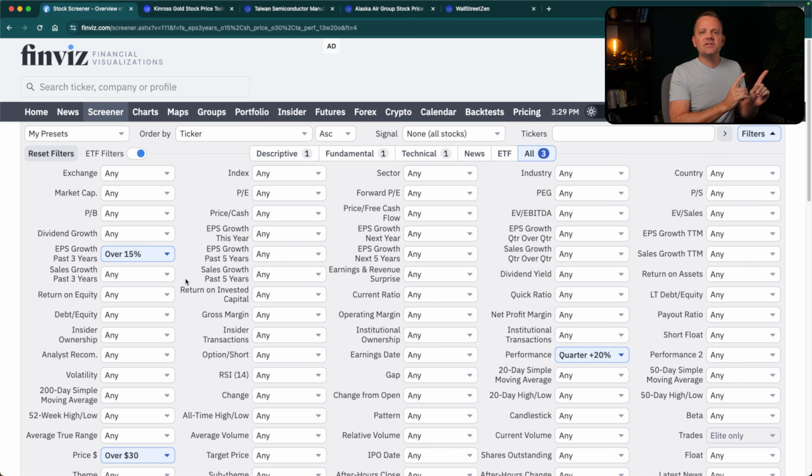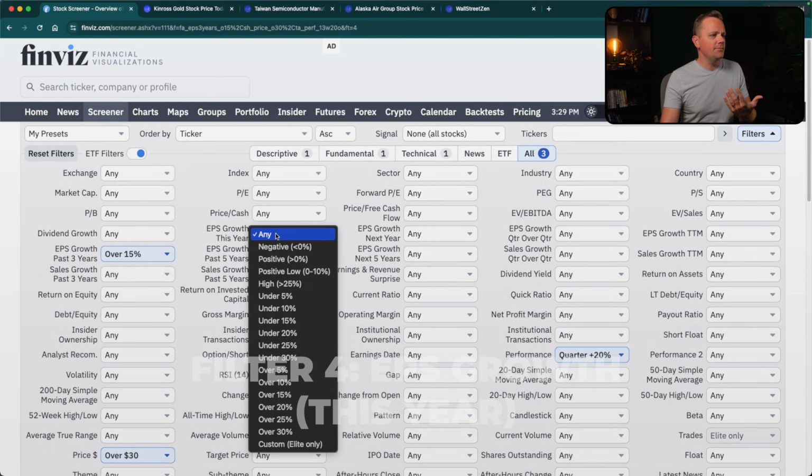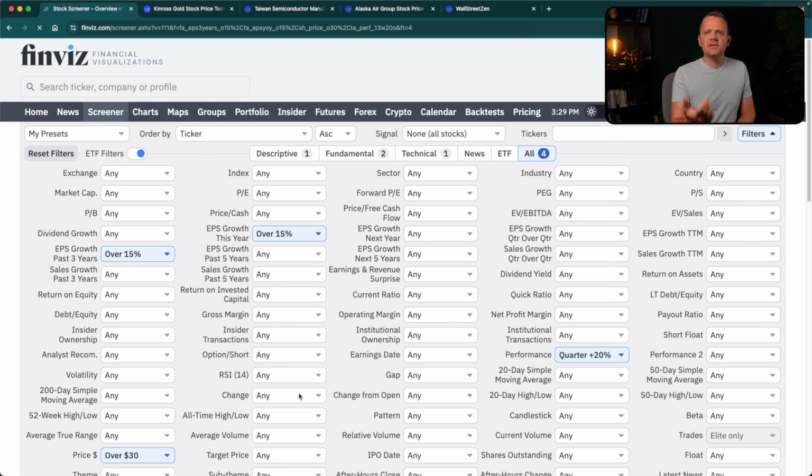Now, the next earnings filter is the EPS growth for this year. Again, over in this column, go down and you're going to set that also to over 15%. This means the growth is not decelerating. They're still executing right now in this market, in this economy.